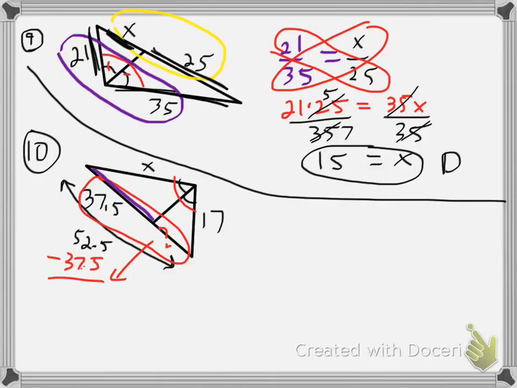And it's kind of convenient that the 5s cancel out, and you'll get 15. Okay, so this is 15. So let's make our fractions now. 37.5 over 15 is a fraction. x over 17 is a fraction. And we've got some yucky numbers to cross multiply, but we can do it.